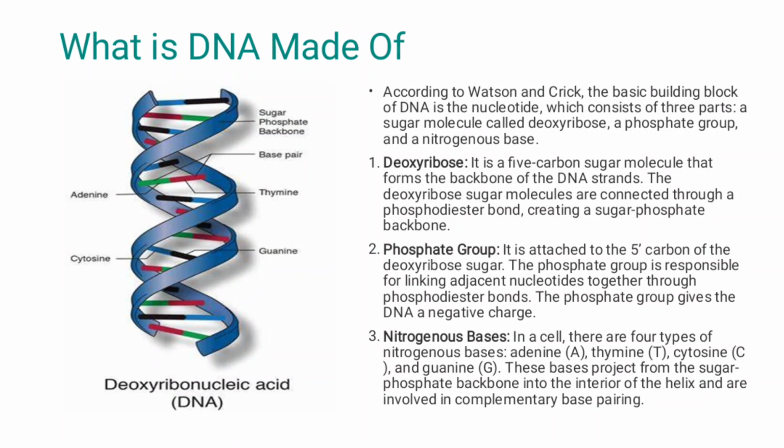What is DNA made up of? According to Watson and Crick, the basic building block of DNA is a nucleotide which consists of three parts: a sugar molecule called deoxyribose, a phosphate group, and a nitrogenous base. Deoxyribose. What is deoxyribose? It is a 5-carbon sugar molecule that forms the backbone of DNA strands. The deoxyribose sugar molecules are connected by phosphodiester bonds, creating a sugar-phosphate backbone.